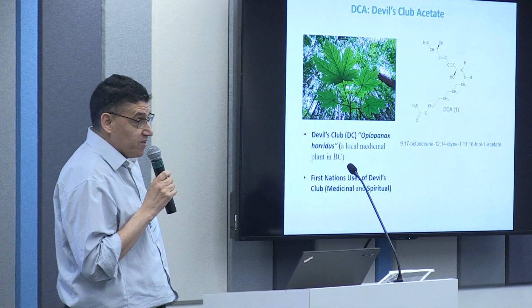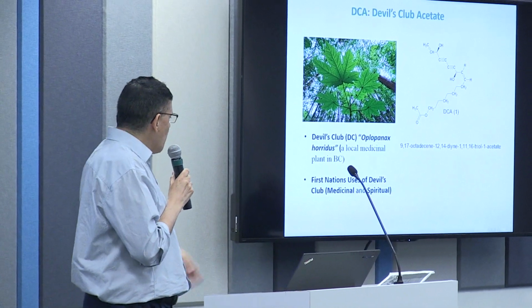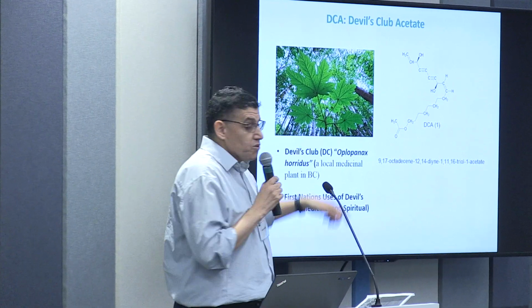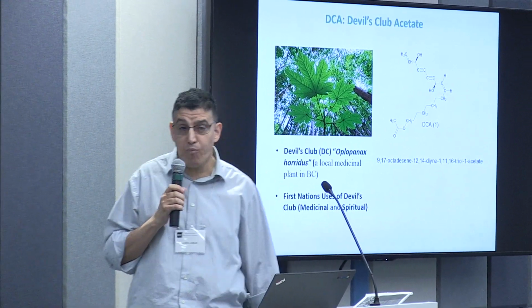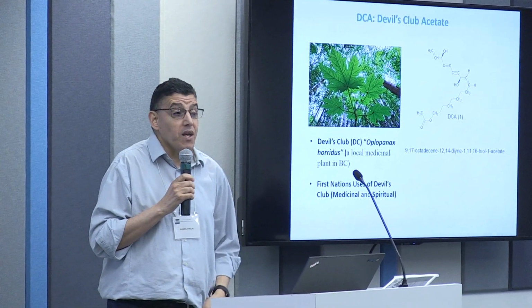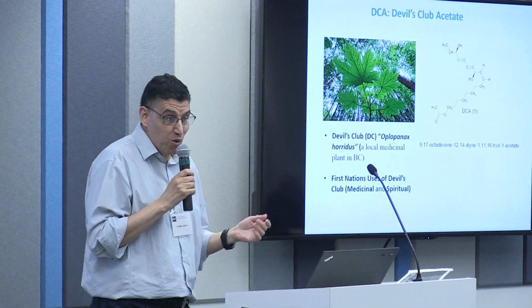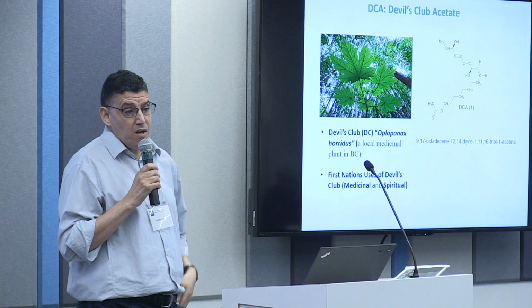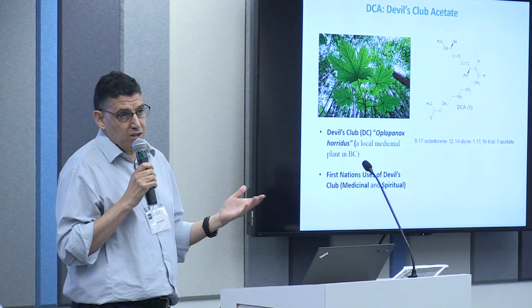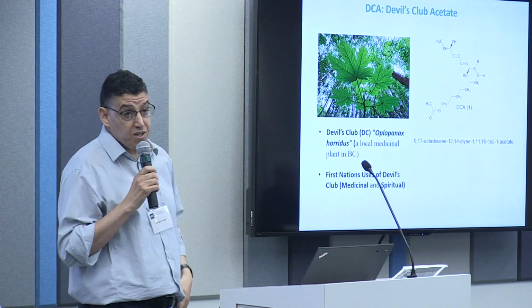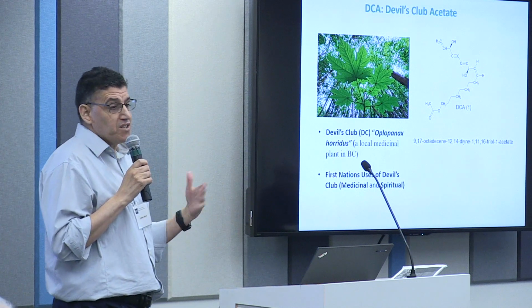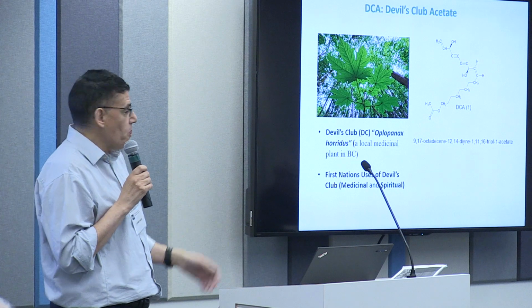I don't know, probably you heard about this. I'm going to use here the abbreviation DC. Devil's Club is a local medicinal plant in BC. It's been used for probably thousands of years by the First Nations to treat different diseases and also for religious purposes. So the Devil's Club plant is an important medicinal plant.